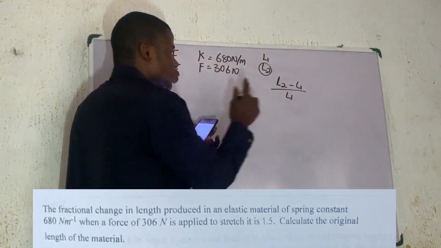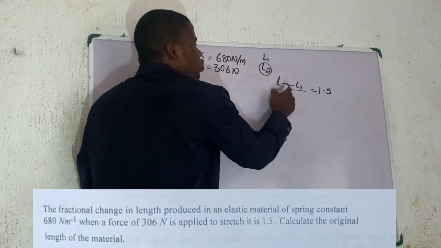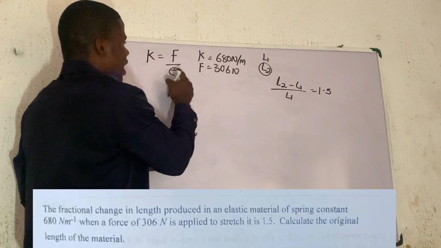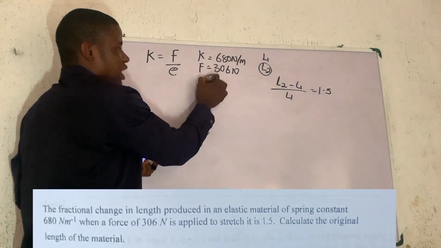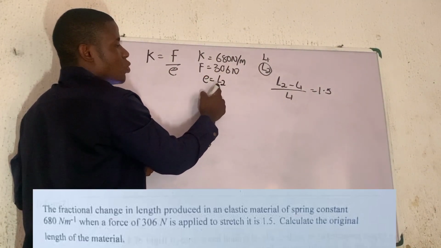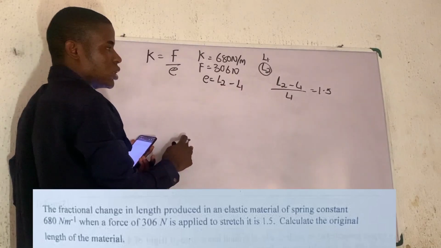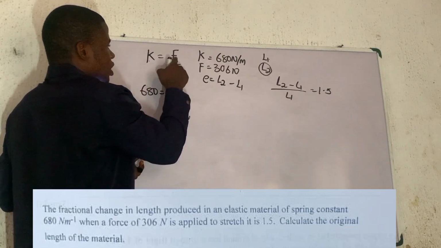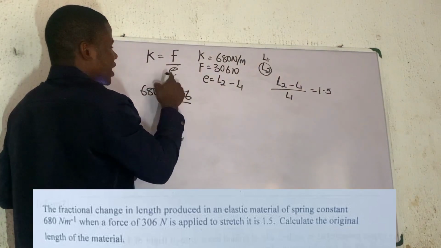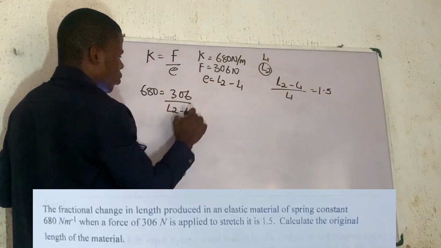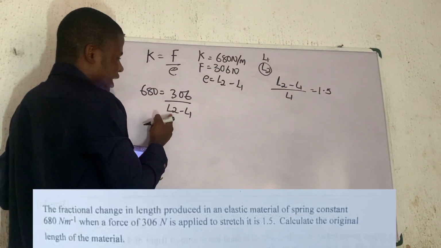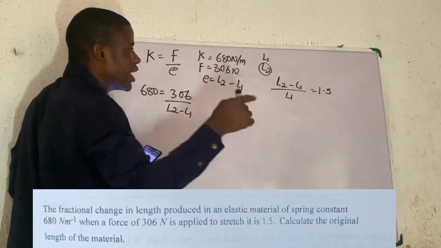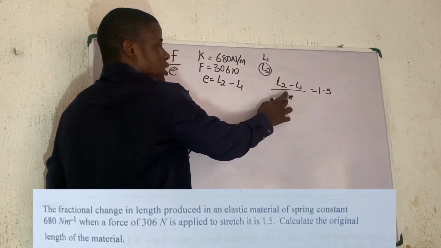Last, they say that it is 1.5. So in this question, we have that L2 minus L1 over L1 is 1.5. I know that the formula of extension is the new length minus the original length. So I have the force constant, which is 680, equals the force 306 all over the extension, which is L2 minus L1. Since I have two unknowns, how can I get the original length? It's not possible, right? But don't forget that we have the fractional change in length.